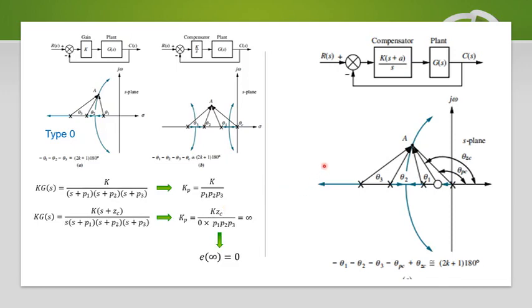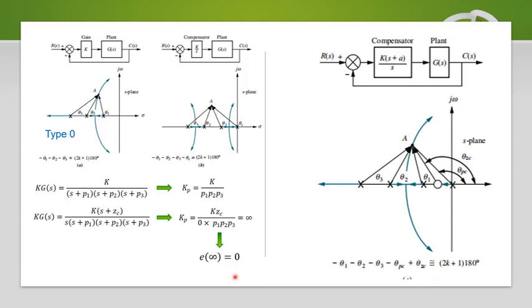However, as we add a PI compensator to the system, we are adding a zero term here and a pole at the origin. So now Kp becomes K times Zc divided by 0 times P1 times P2 times P3, which equals infinity. So the steady state error, 1 over 1 plus Kp, will give you 0 steady state error. In this sense, we can see that adding a PI compensator to the system is actually eliminating the error from the system.